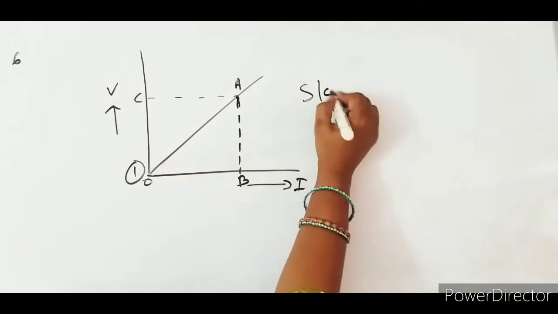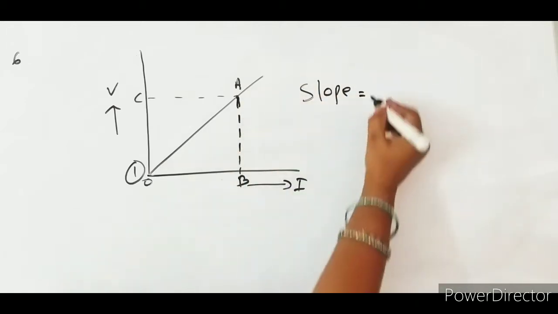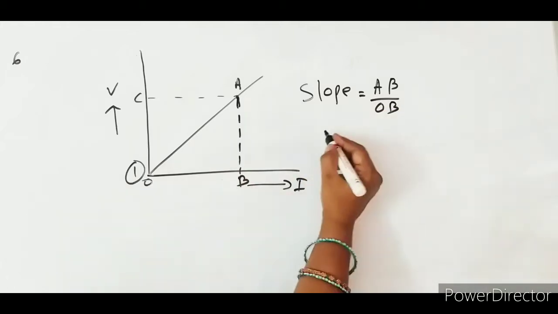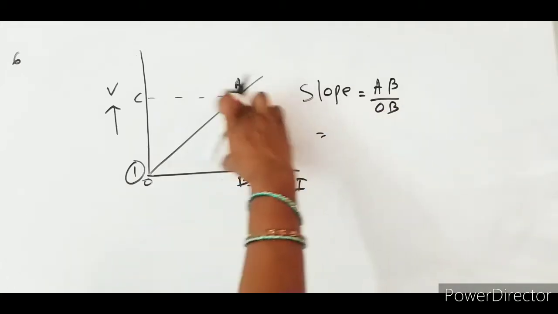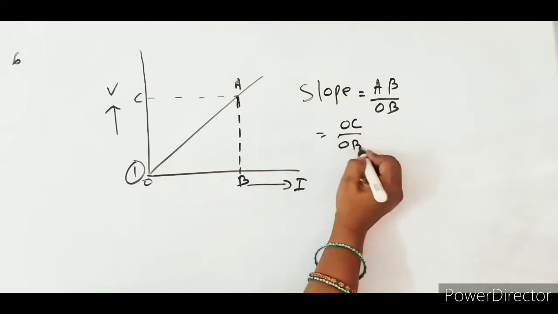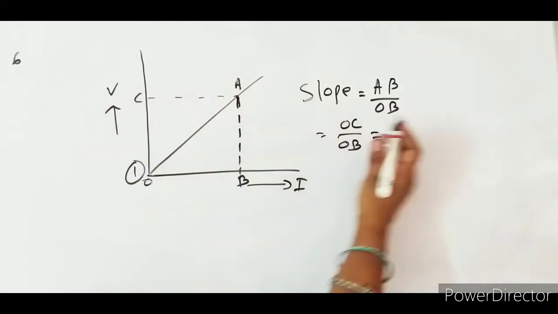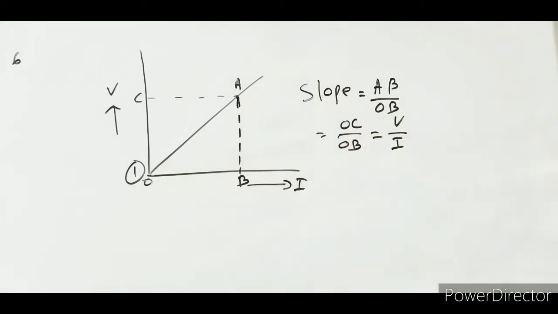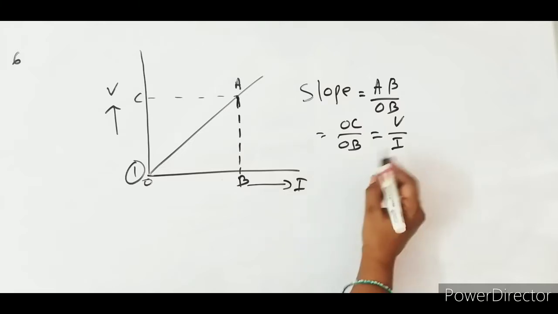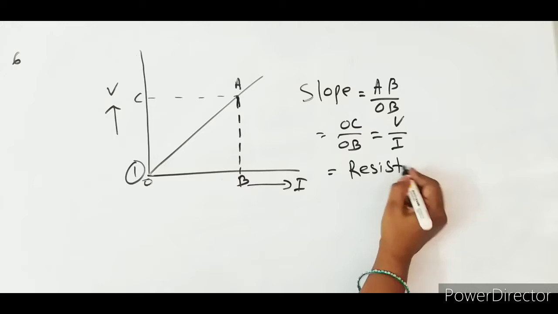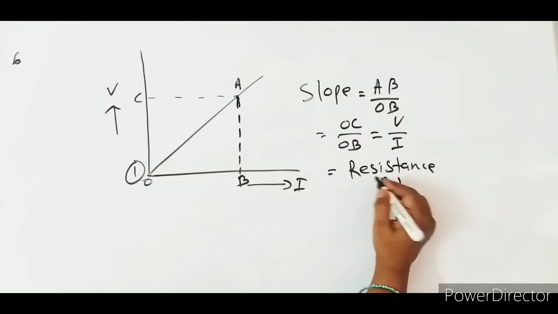Let us take the slope. The slope is AB by OB. Here AB is equal to OC, and OB will remain the same. OC represents V, and OB represents I. Clear? Then this gives us the value of the resistance, R.